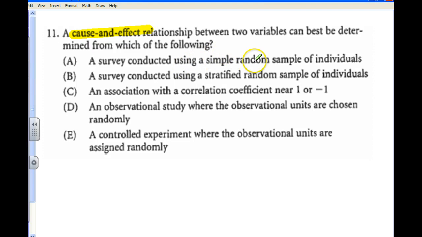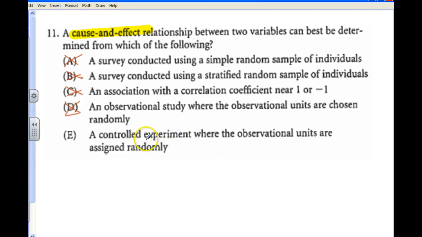A survey conducted using a simple random sample, that's not good enough, will not actually do it for us. A survey conducted using stratified, again, still not good enough. Correlation near 1 or -1, that may prove some correlation, but does not prove cause and effect. Observational studies certainly can't be cause and effect.